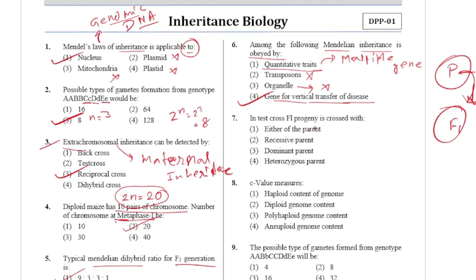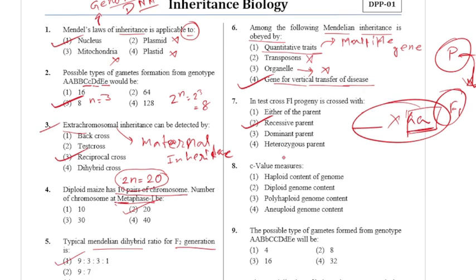Next question is the test cross of F1 progeny. The test cross of F1 progeny is crossed with, obviously, the recessive parent. A test cross is some F1 progeny, which could be anything, crossed with small a small a. This is the test cross, so this is exactly the recessive parent.